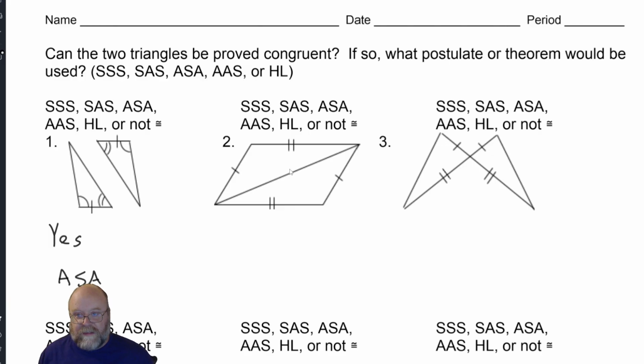What about this one? I got a side and a side. I don't have a third pair, do I? Or do I? With the reflexive property, these actually share a side. So it's actually a third side. So yes, side, side, side.